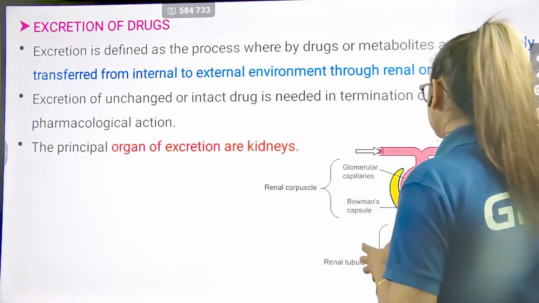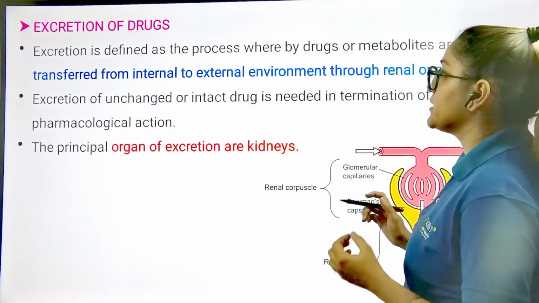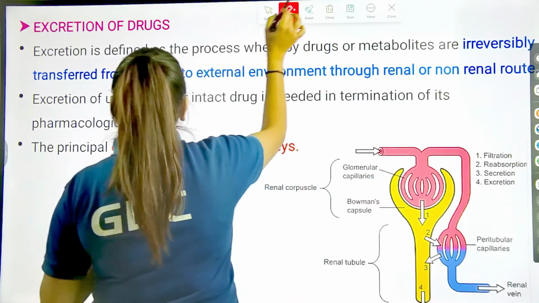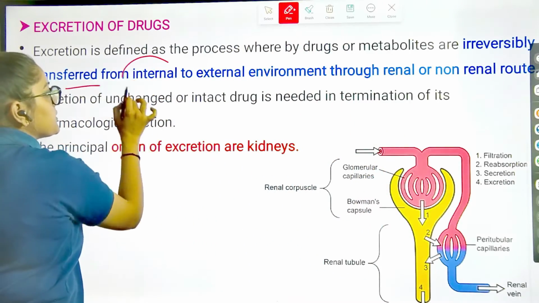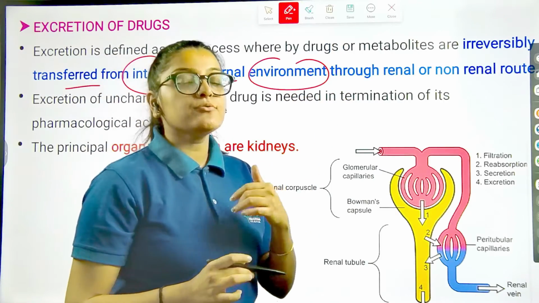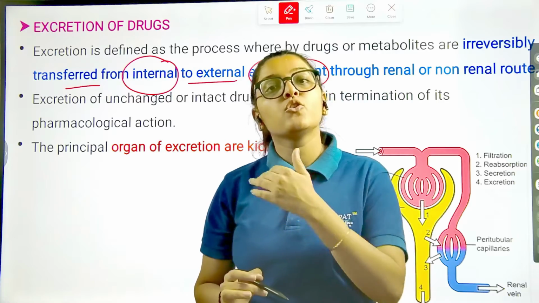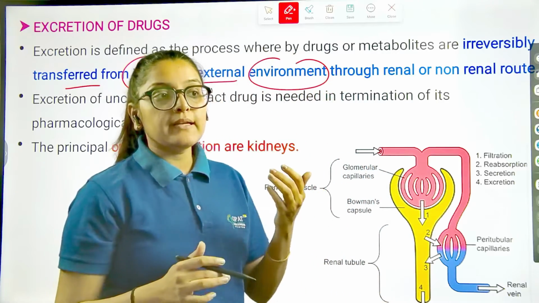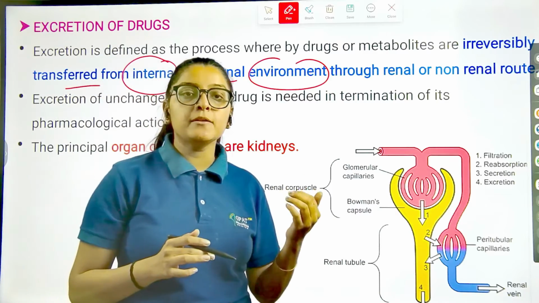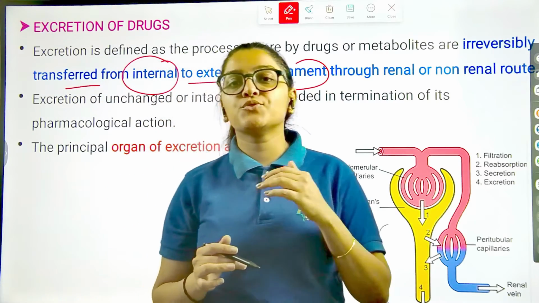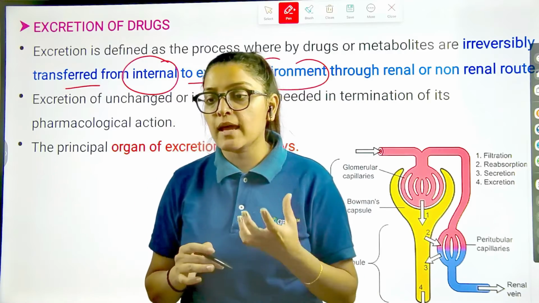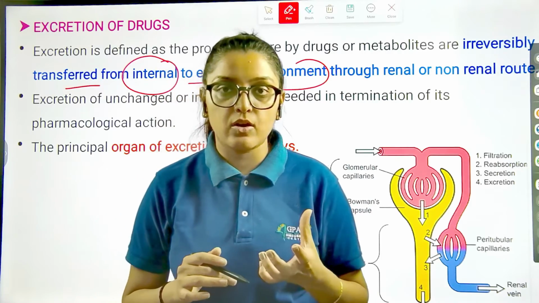Drug excretion is a simple process whereby the drugs or the metabolites are irreversibly transferred from the internal to the external environment. That can be through renal routes as well as through non-renal routes. When we say renal routes, we mainly mean that excretion is going to occur through urine. That largely depends on the size and nature of the drug or metabolite.